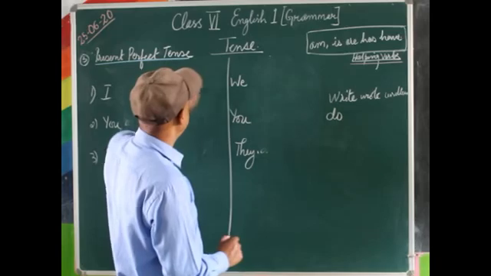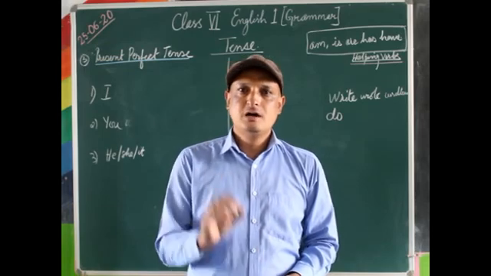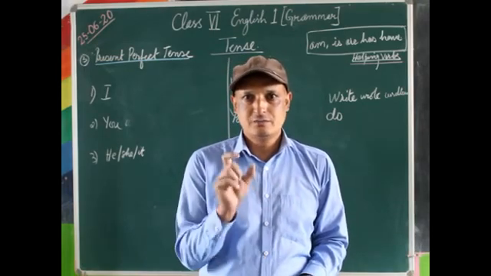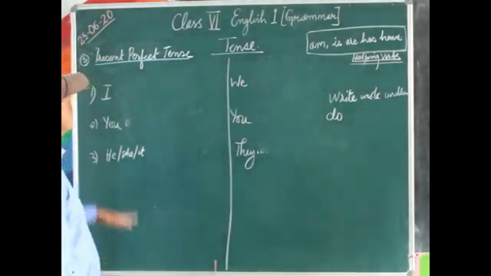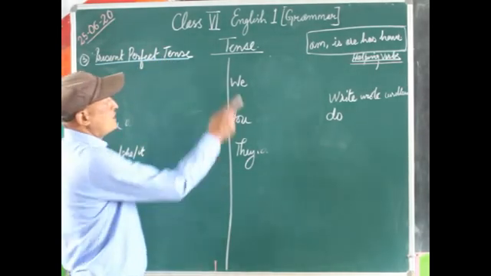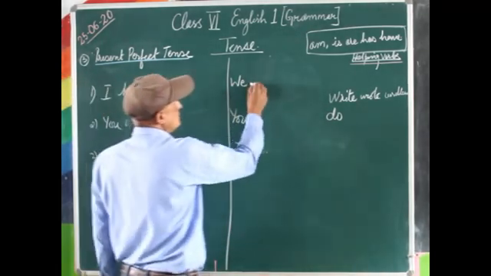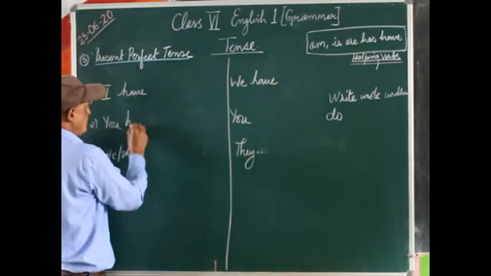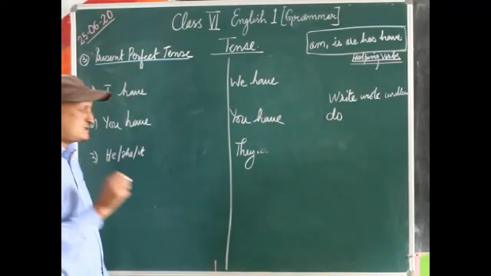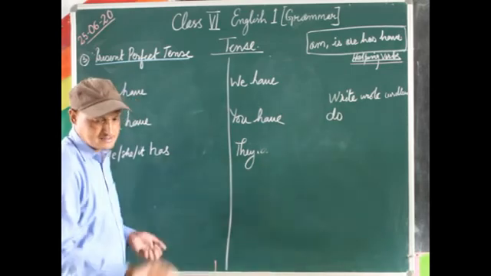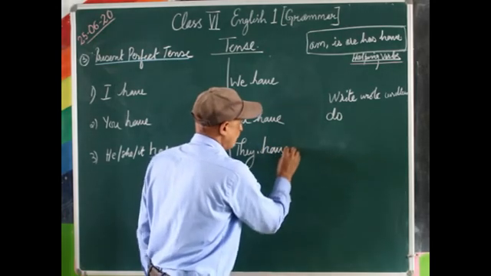So, in the present perfect tense, we use the past participle of the root verb. Clear or not clear? We use the past participle. And the helping verb also changes. Now, in the present perfect tense, we use the helping verbs. That is, I have, we have, you have, you have. Here, he, she, it has. Here we have has. Keep this in mind. And everywhere else it will be the same, have.